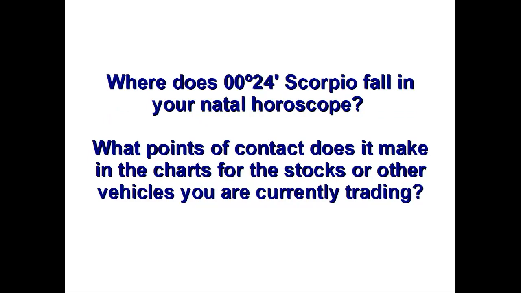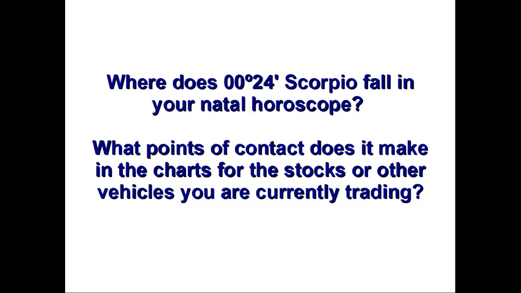And so what we would do first of all here is we look at what this point of 0 degrees 24 Scorpio, where does it fall in your natal horoscope? If you're the trader in question here, we want to see how that impacts you personally. Does it conjoin a planet there? How does it relate to what's going on in your chart?